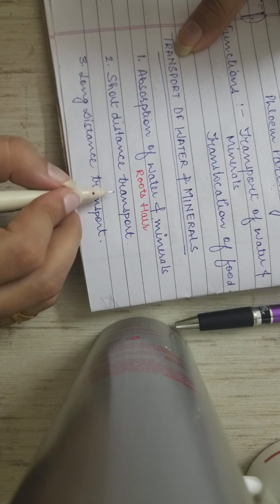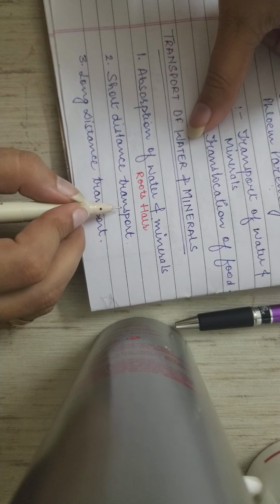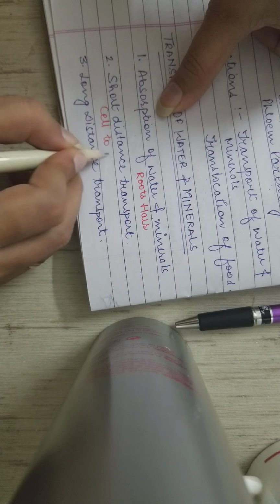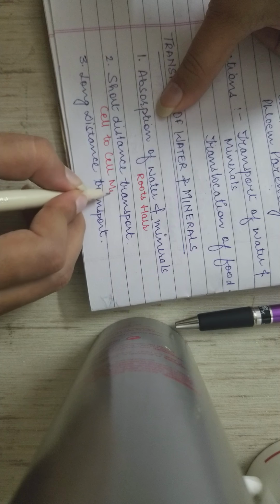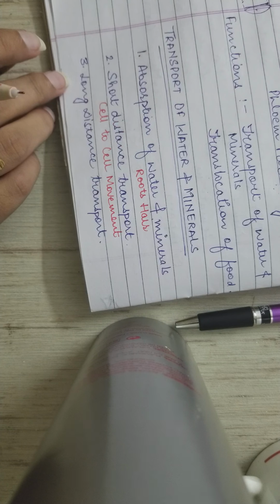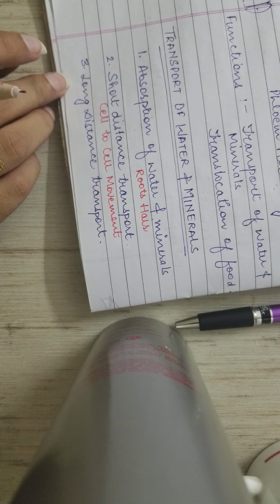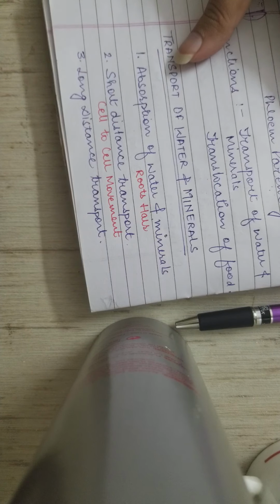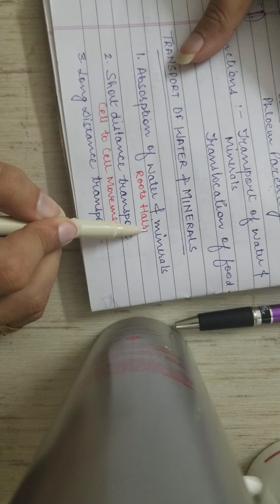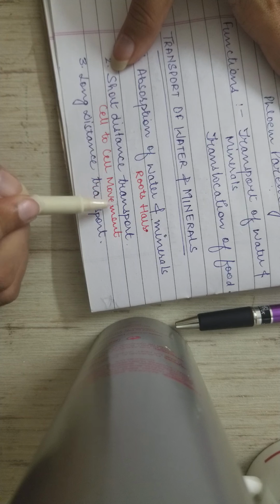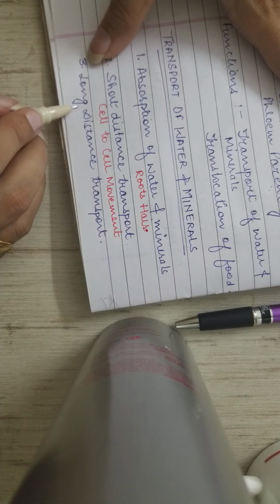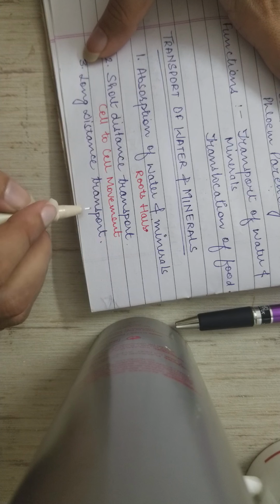Next level is short distance transport. This short distance transport is cell to cell movement. Now cell to cell movement of the water through the cortex of the root. First the root hair will absorb the water, then the short distance transport is cell to cell movement of the water molecules, and then the third level is the long distance transport.